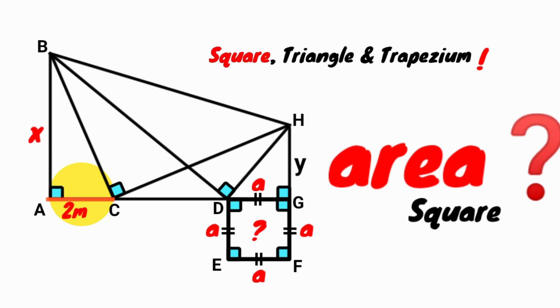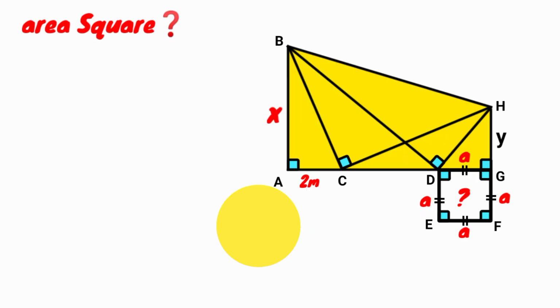This side AC has its length to be 2 meters, while this side its length is assumed to be x, and this one is y. The square in question has its size of length a each. So how do we solve this?